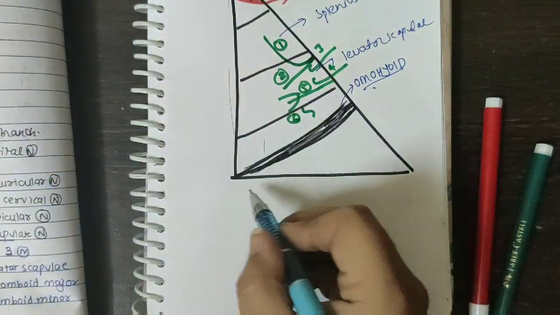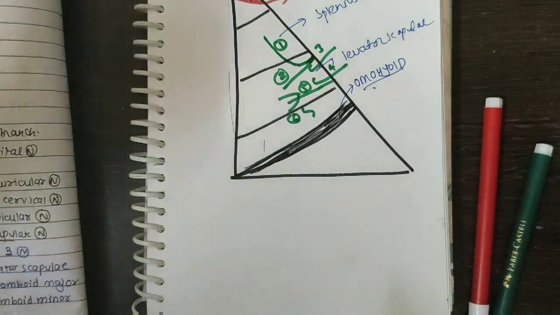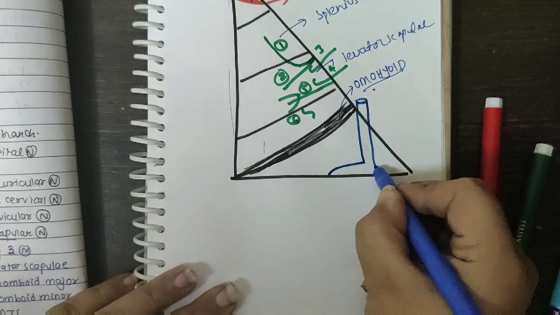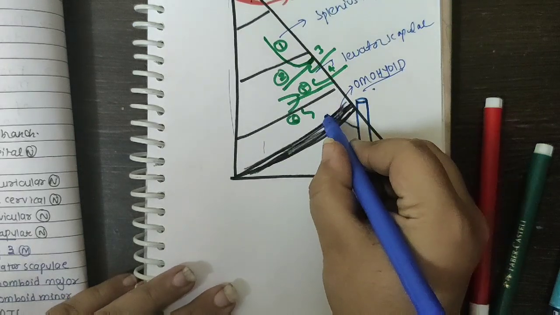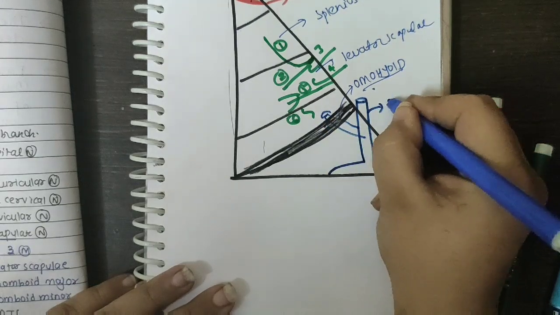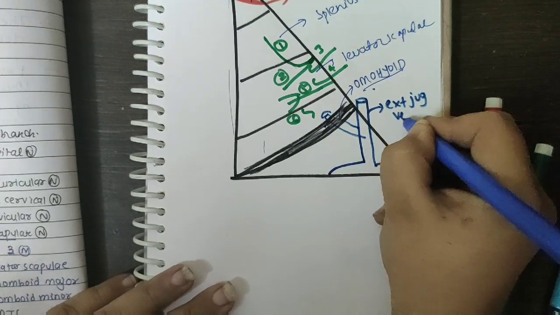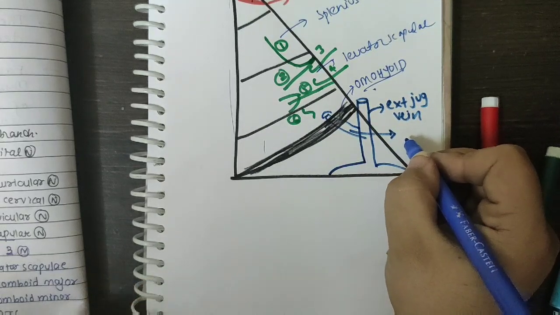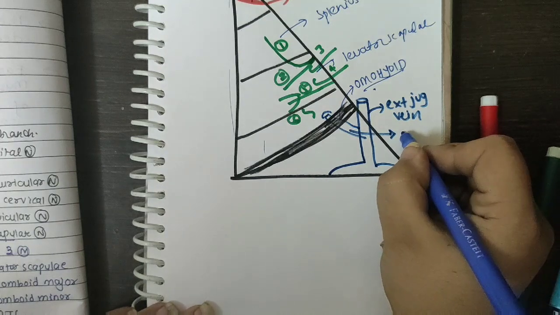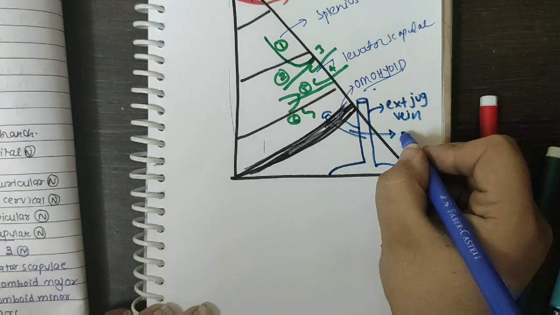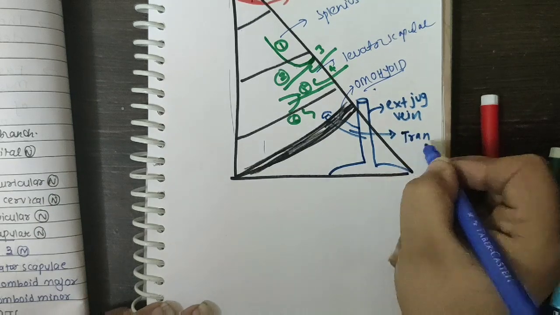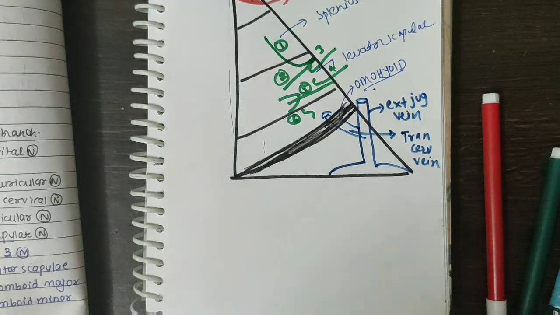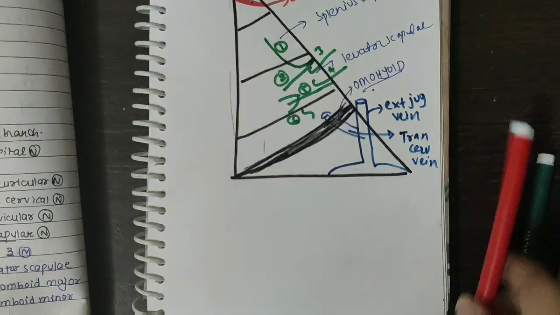Now moving on to the subclavian triangle. Now the content of the subclavian triangle, firstly, it has this big vein which is dividing into two. This is the external jugular vein. This one here is the transverse cervical vein. So these are the two veins that are there in the subclavian triangle.